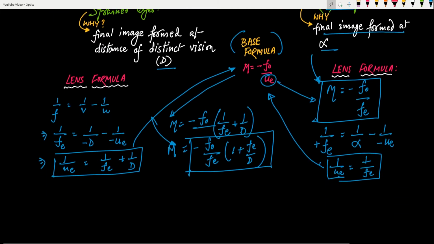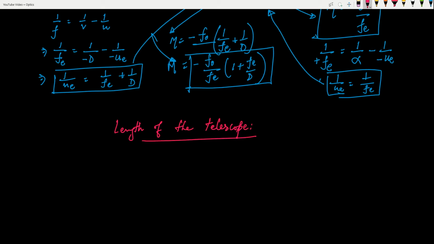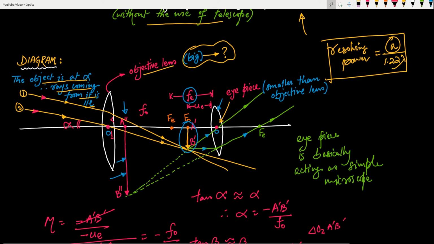Once this is clear, a little bit is still left, that is the length of the telescope. How to find out the length of the telescope? Now, in order to find the length of the telescope, we need to refer back to the diagram to make things clear. If we go back to the diagram, we'll see that the length of the telescope is actually this length. Let me pick another color. So this length is actually the length of the telescope. I hope this is clear.